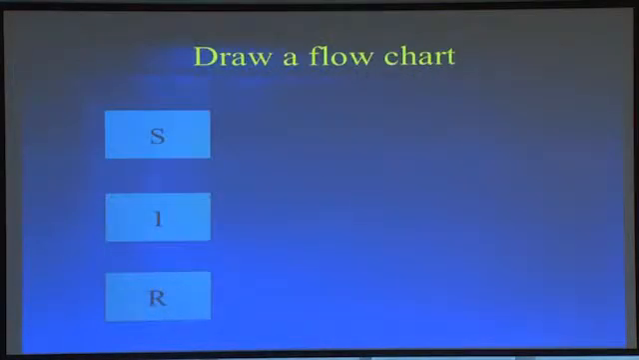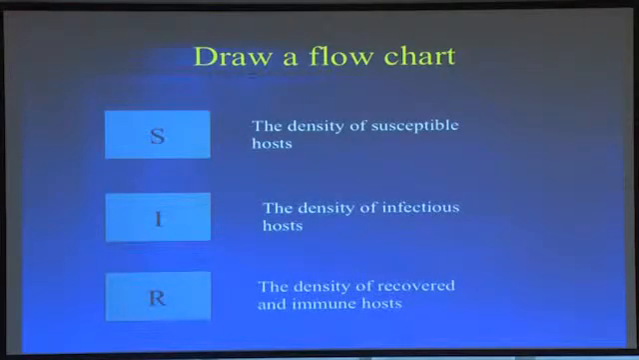Next slide, please. Yes, draw a flowchart. So we count the number of hosts. There are susceptible hosts, there are infectious hosts, and there are recovered hosts. And that SIR model, that S not only labels the box, it also tells you how many hosts there are in that box. So the density of susceptible hosts, the density of infectious hosts, and the density of recovered hosts.